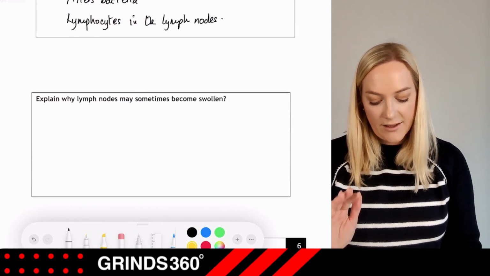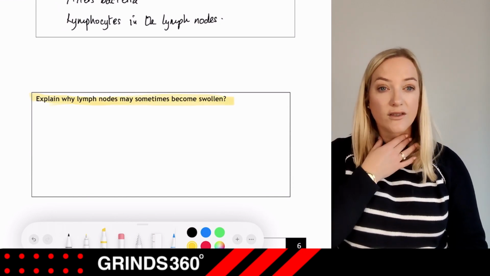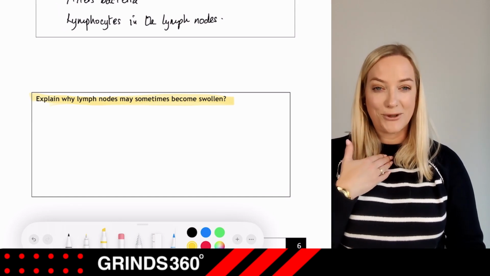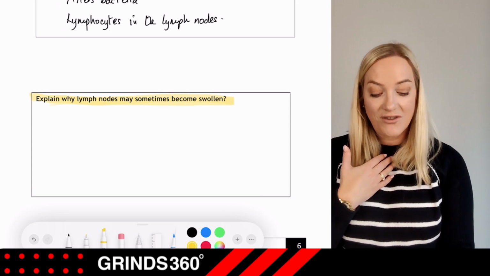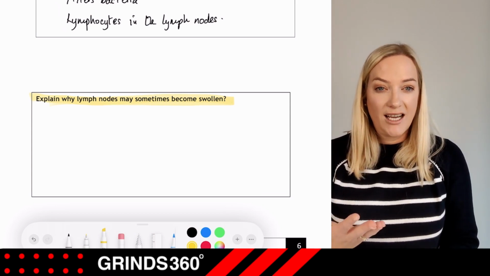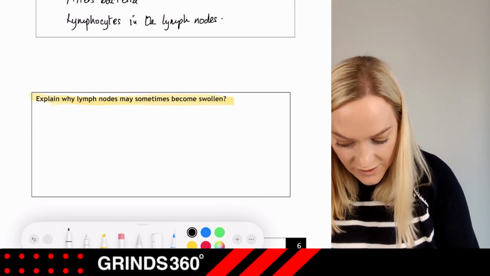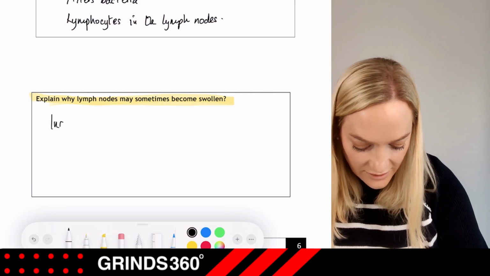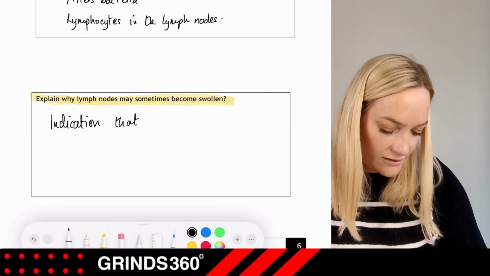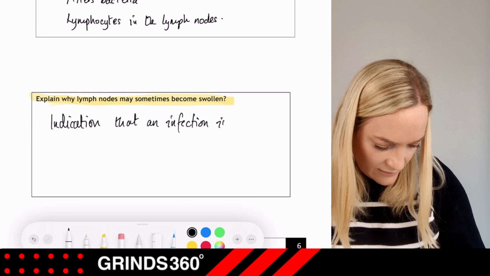Now, here's another nice question. Explain why lymph nodes may sometimes become swollen. Your tonsils, remember we talked about our tonsils. Some of you, mine are gone now, had them taken out because they were constantly infected. If your lymph nodes have become swollen, that is a sign that there's an infection and that it's being fought. So lymph nodes may sometimes swell because it's an indication that an infection is being fought.